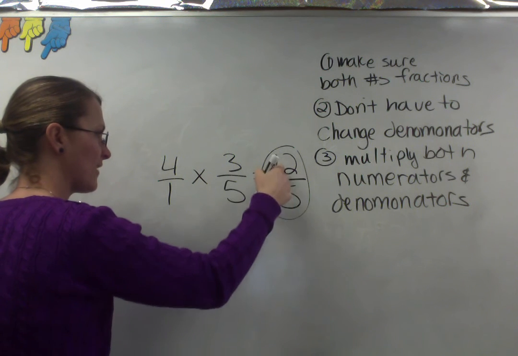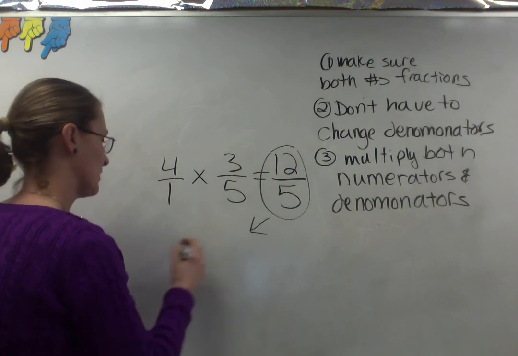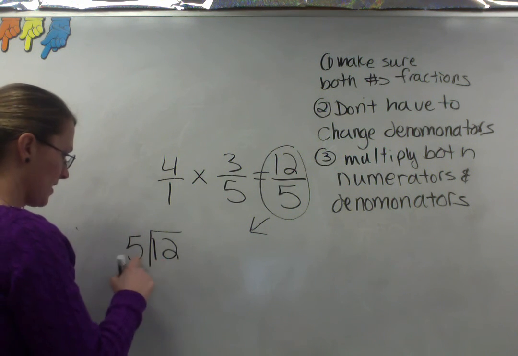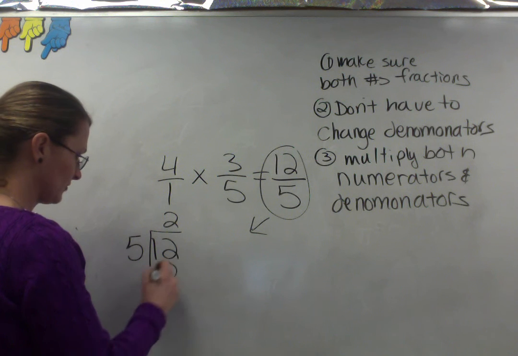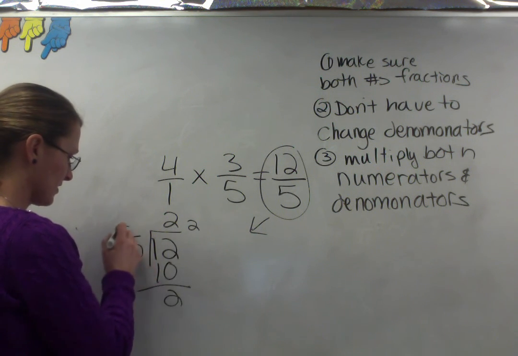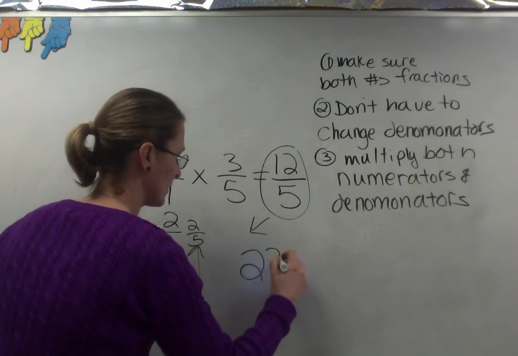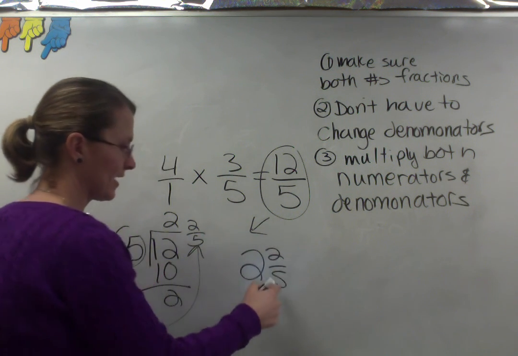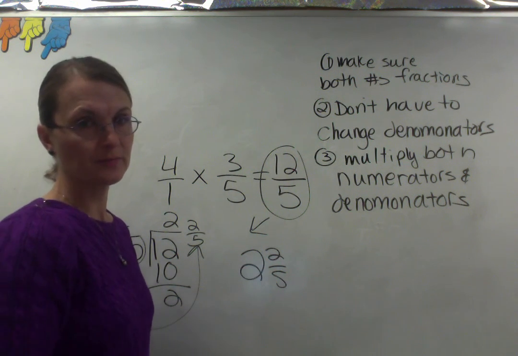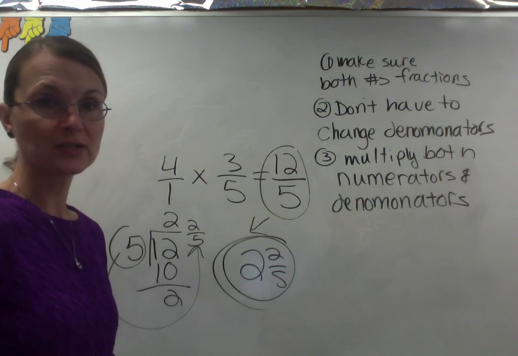So how many groups of 5 can we make? Every group of 5 is going to equal 1 because we have fifths. So if we have 12 and we need to make groups of 5, I can make 2 groups of 5, which is 10, and I'm going to have 2 left over. Remember, this number becomes the numerator. So it's going to equal 2 and 2/5 as my final answer. Well, I've got to check and make sure that that's in simplest form. I know that 2/5 is already in simplest form, okay? So this is our final answer: 2 and 2/5.